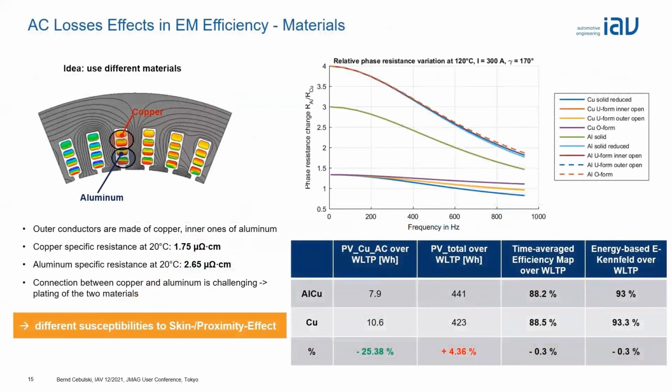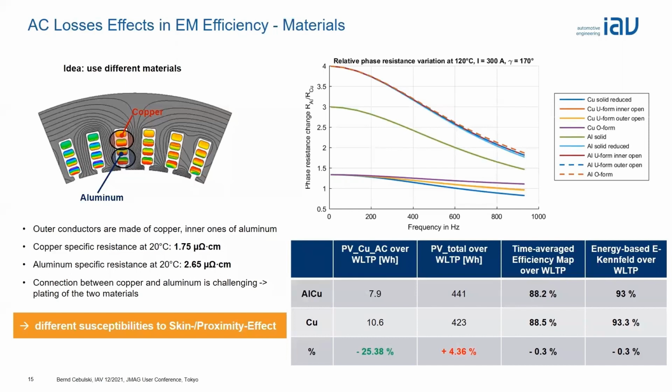Another topic is the material. As I already stated, the higher the conductivity of the material is, the more severe is the AC losses effect. This is due to the inner physics of the material. So one might think, why not make the conductors of aluminum, which has a lower conductivity than copper? The problem is here, you want to have high conductivity due to the lower DC losses, or at least low frequency losses. So why not mix that?